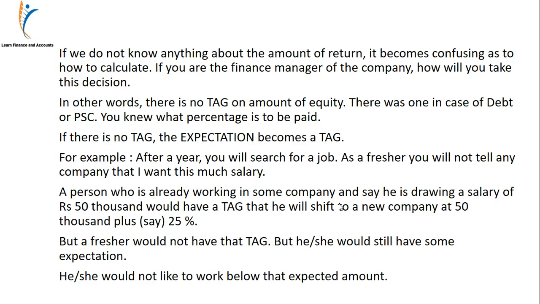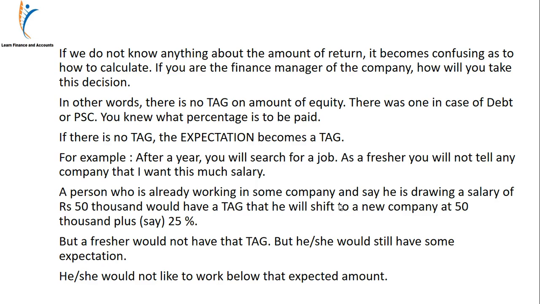See, if you get an appointment letter or an interview letter from a company, you will go there and give the interview. If the interview is successful, then the company tells you that you are appointed. But will you be able to bargain? Yes or no? You will not be able to bargain because you do not have a price tag.